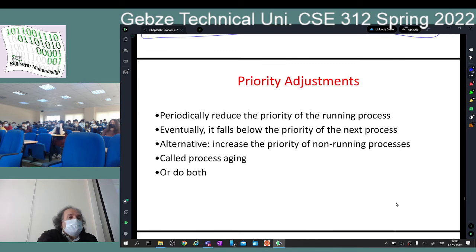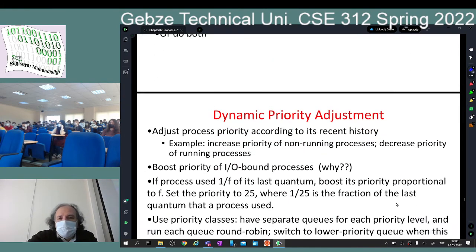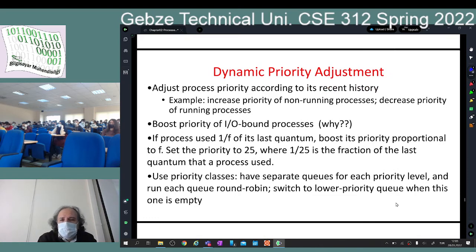So increase the priority of starved processes. That's what the operating system does during that time. It's called aging. When your process gets aged, that means it is not using the CPU, then your priority is increasing. One systematic way of doing this is described in the slide: adjust process priority according to its recent history. As an operating system, I keep a table of the recent history, of who used the CPU most.